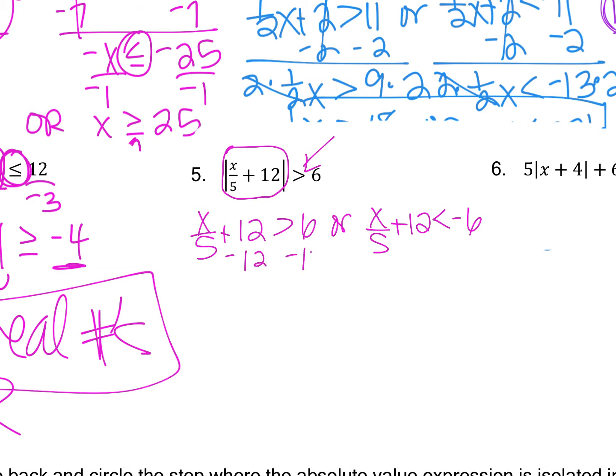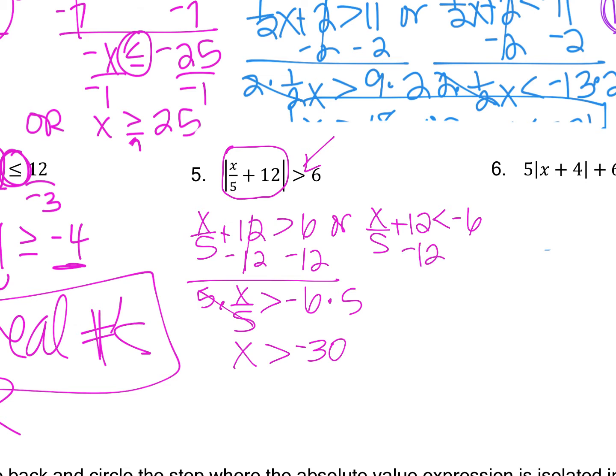So subtract 12. That's negative 6. Notice here we're dividing by 5, so the opposite would be to multiply by 5 on both sides. Since we're multiplying by a positive 5 on both sides, we don't need to flip that. That's negative 30.